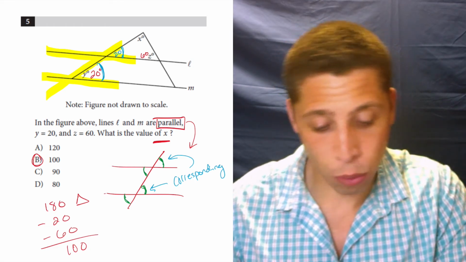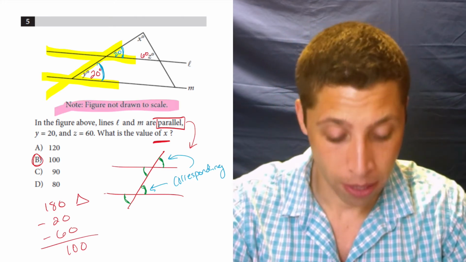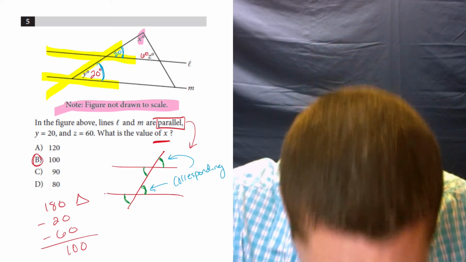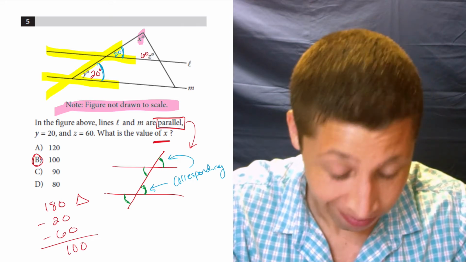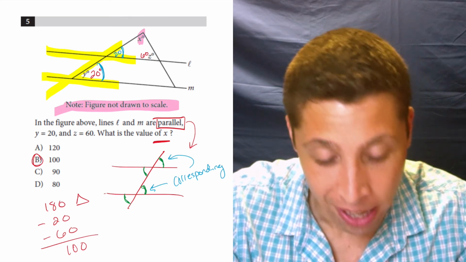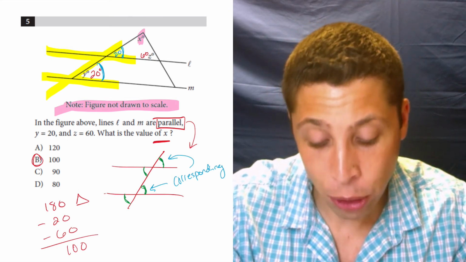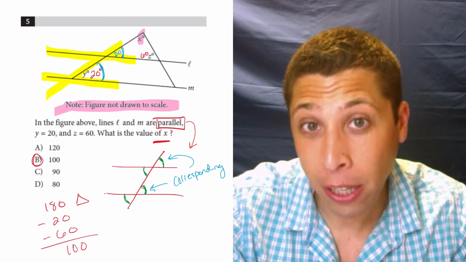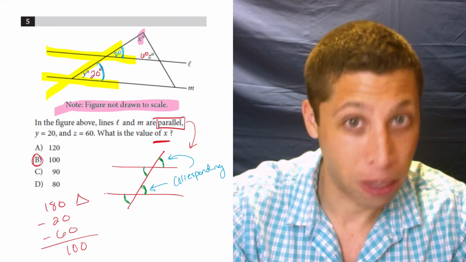The other thing that I think is worth pointing out is this note, figure not drawn to scale. If I look at angle x there, it kind of looks like 90 degrees. If anything, it maybe even looks like 80. It looks a little less than 90. Right? That's not an accident. Normally, if we don't have that note, we can assume that the picture is drawn to scale. So if there's no note, the picture is drawn to scale.